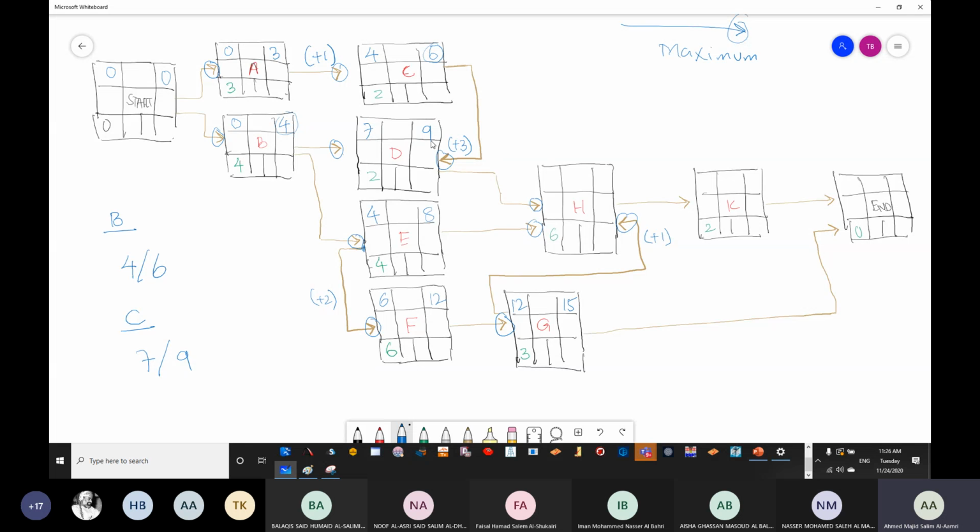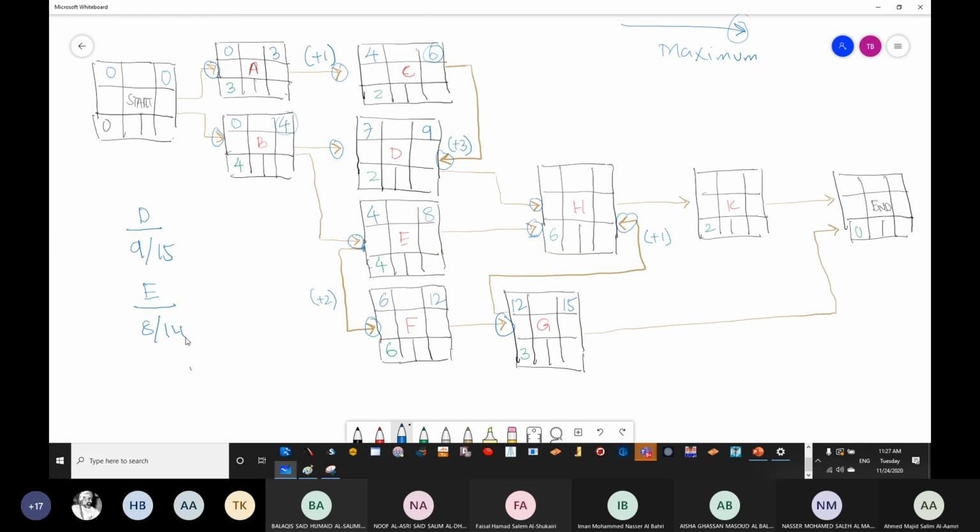The same thing goes for task number H. Task number H is having 3 arrows. Arrow number 1 is coming from the side of D. So if we take D, then it's going to be 9. 9 plus 6 is 15. So 9 and 15. And then if we are taking E, it's coming as 8. 8 plus 6 is 14. So the second option, which is E, is 8 and 14.